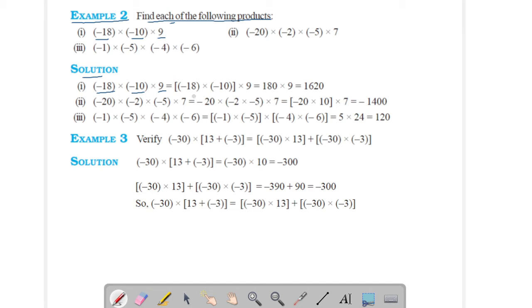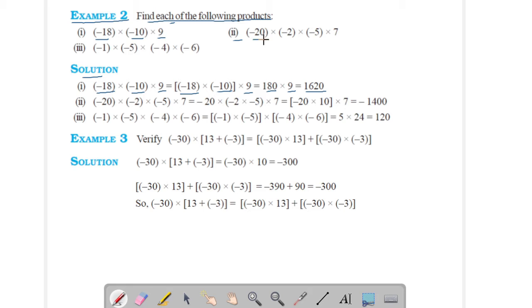Write it in big bracket. Minus 18 into minus 10 within the big bracket into 9. Here minus minus plus, 18 into 10, 180 into 9. And if you multiply 180 into 9, you will get 1620. This is your answer. Now come to second part.